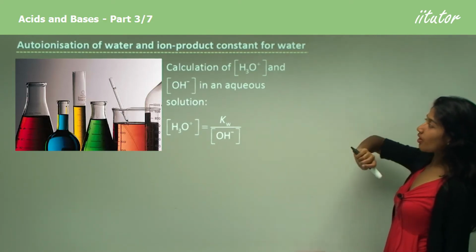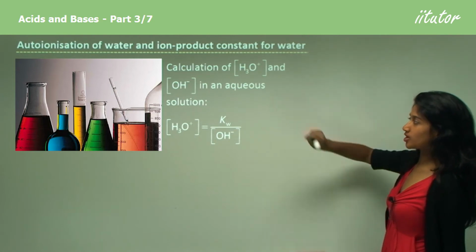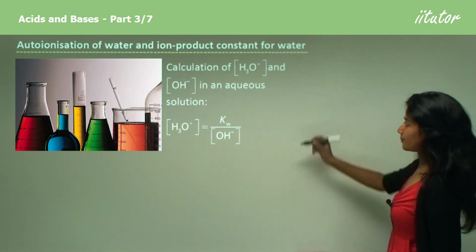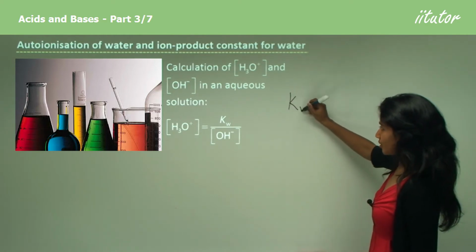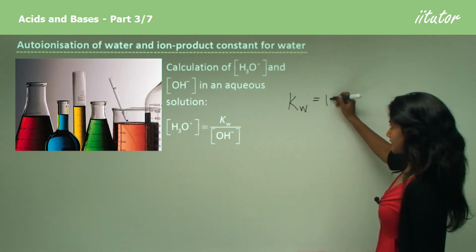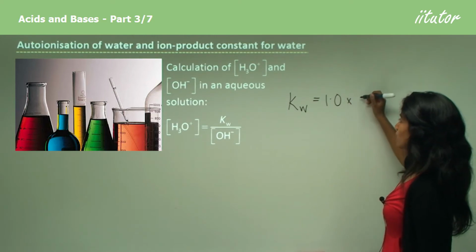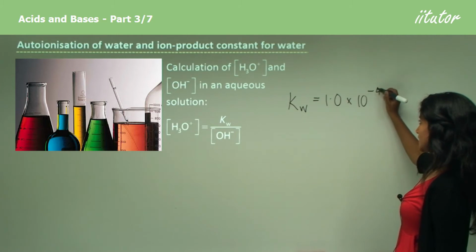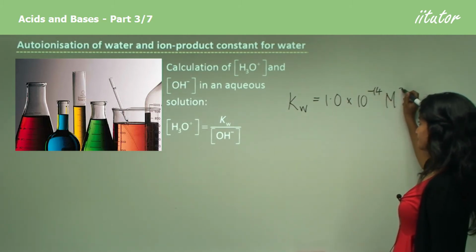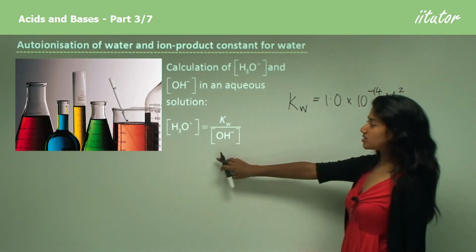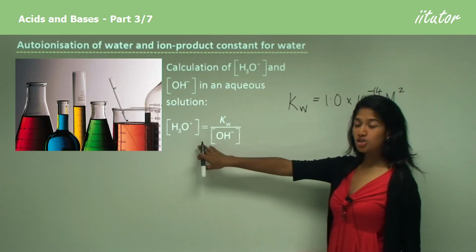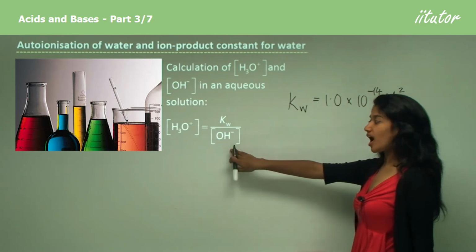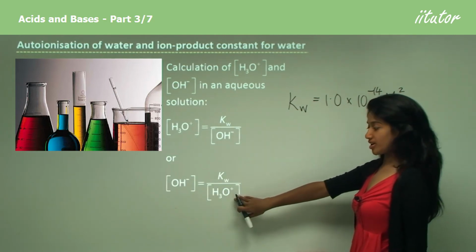The calculation of the hydronium and the hydroxide ion concentrations can be done with our simple equation here. We know that the Kw value from the previous slide is 1.0 times 10 to the power of minus 14 M squared. So to work out either one of these, you can just simply use this value and the given value of either hydroxide or the hydronium.